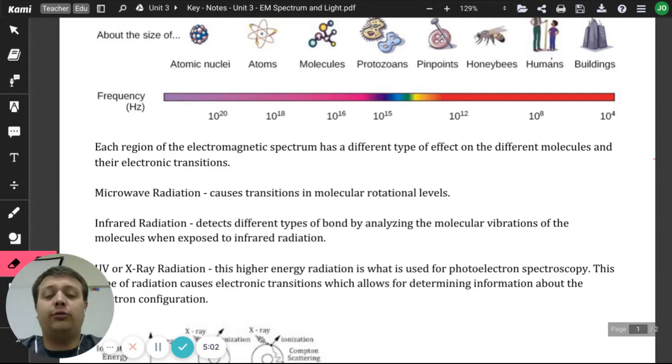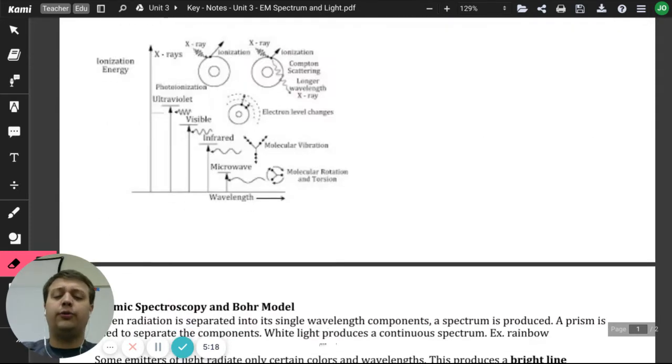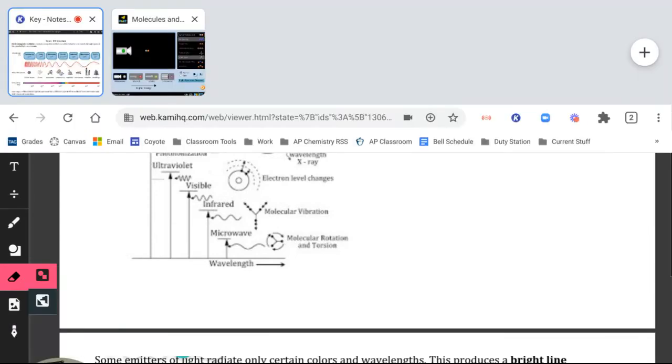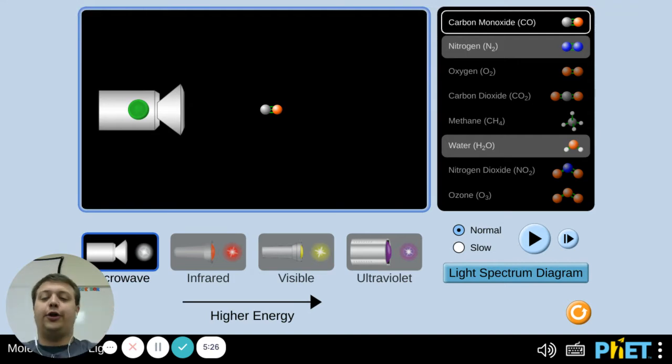And then we will actually use UV and X-rays for photoelectron spectroscopy, PES. We've talked about that a little bit already. And we're going to use that to help us figure out what the electron configuration is for individual atoms. Okay? All right. So this chart right here kind of shows all of that, but I did want to show y'all an actual simulation of this actually occurring.